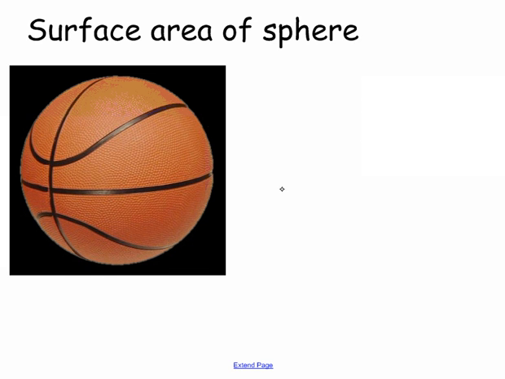In case you're wondering what surface area for a sphere means, picture a basketball, which is a sphere, and surface area is basically the skin around the basketball. That's a nice way to think about surface area for a sphere. It's the skin part of the basketball.